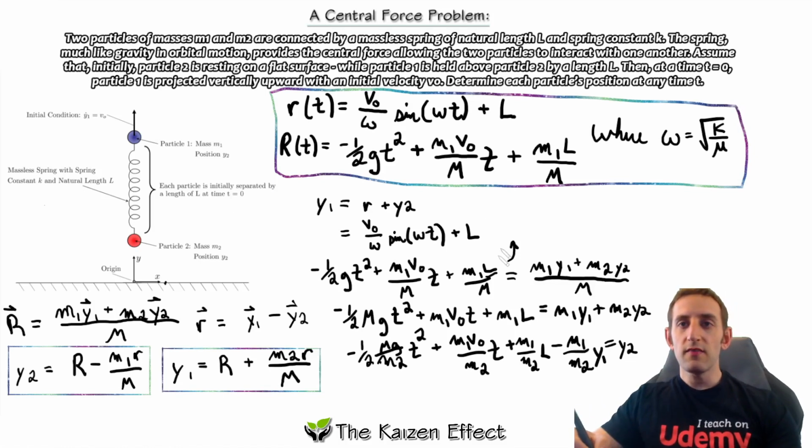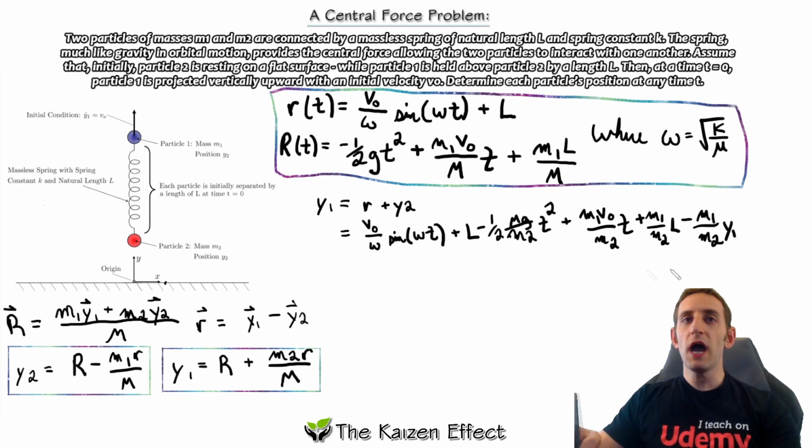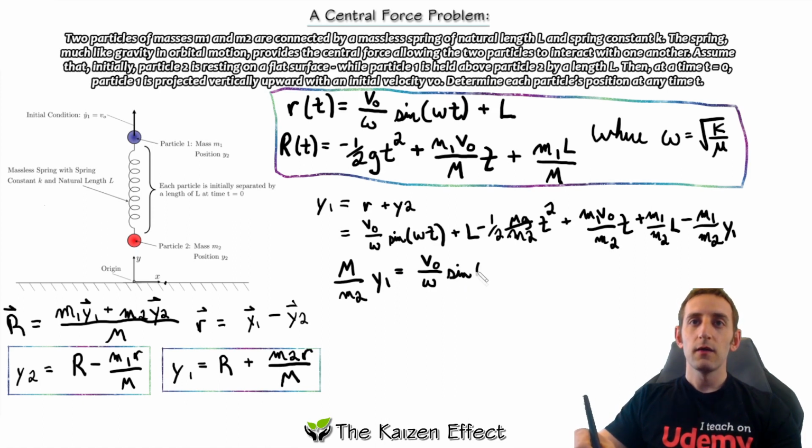It's getting a little messy here, but we'll make do. So we get this guy plus L, and then minus 1/2, or I guess I can copy and paste, right? Let's do that. I'm going to begin by taking y1 to the left because that's what we really want to solve, and then we'll simplify. So when I bring that to the left, we get 1 plus m1 over m2 times y1. If you have 1, that's like m2 over m2 plus m1 over m2, which is no different than big M over little m2 times y1. And that is all equal to v0 over omega times sine omega t.